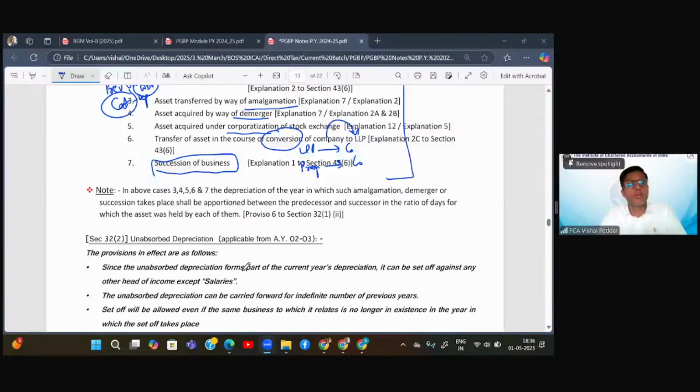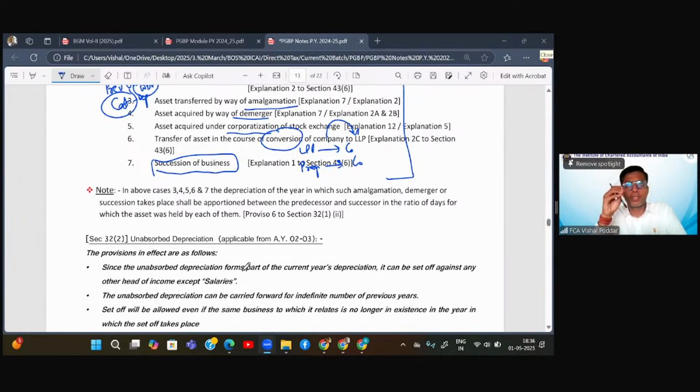If an asset is purchased this year but put to use in the next year, then the 180 days provision will be there, but the additional provision will not be there. I think some language problem is there, but what I have understood, I'll explain.